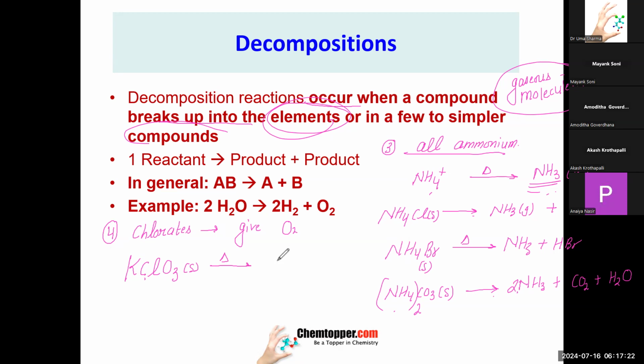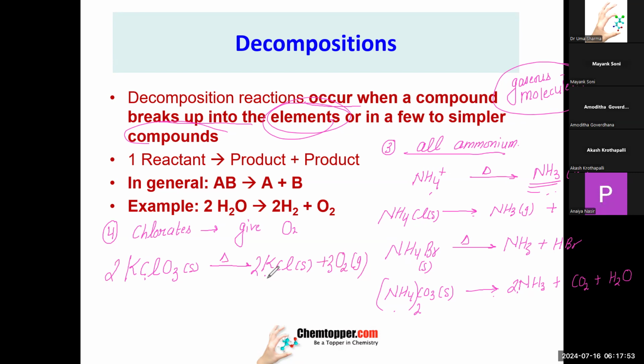So, what is the ionic salt here? KCl, solid. And what else is formed? O2 gas. Then we balance the equation. Put 2 here, 3 here, 2 here. Mayank, am I right? And you are wrong? Yes, Mayank.